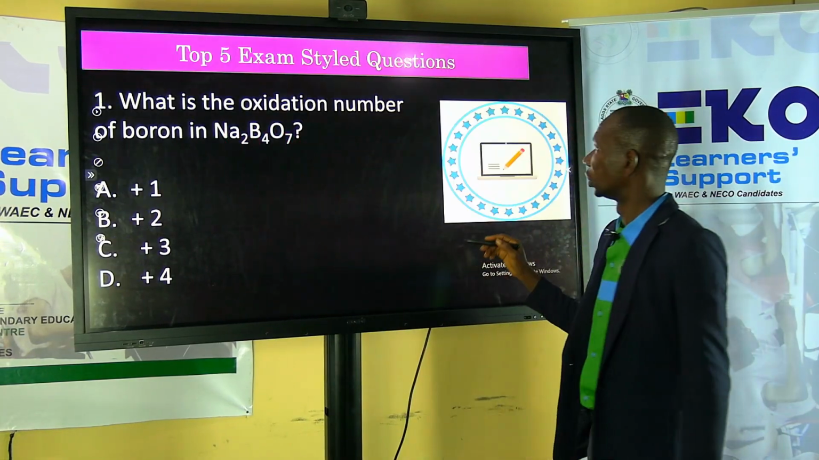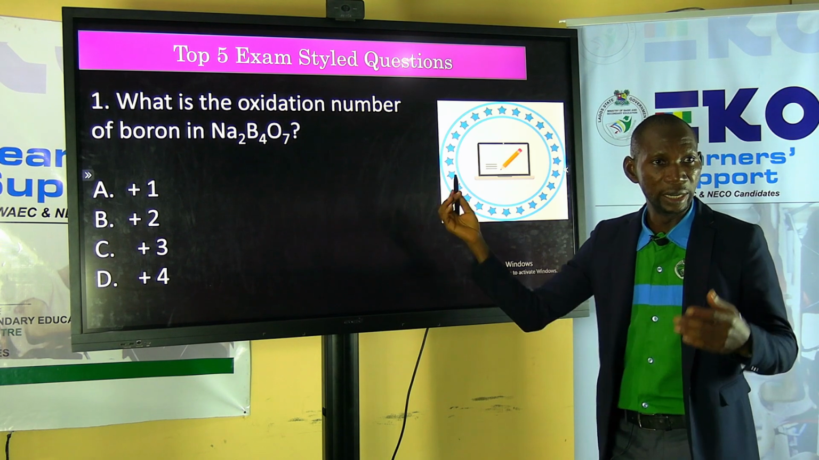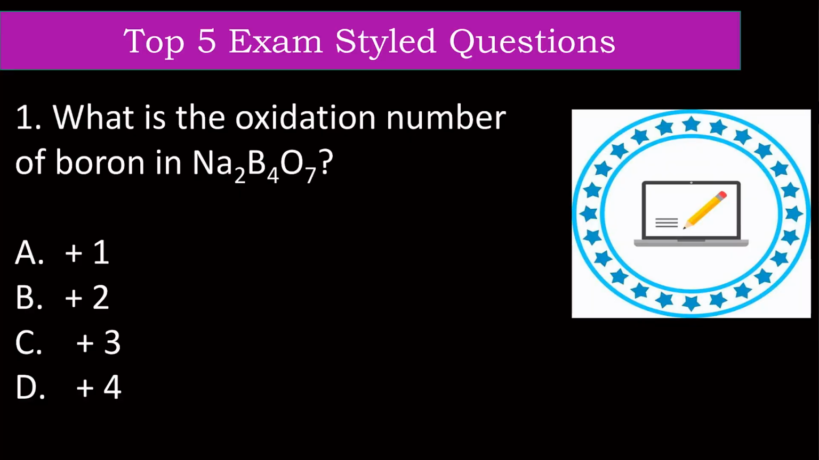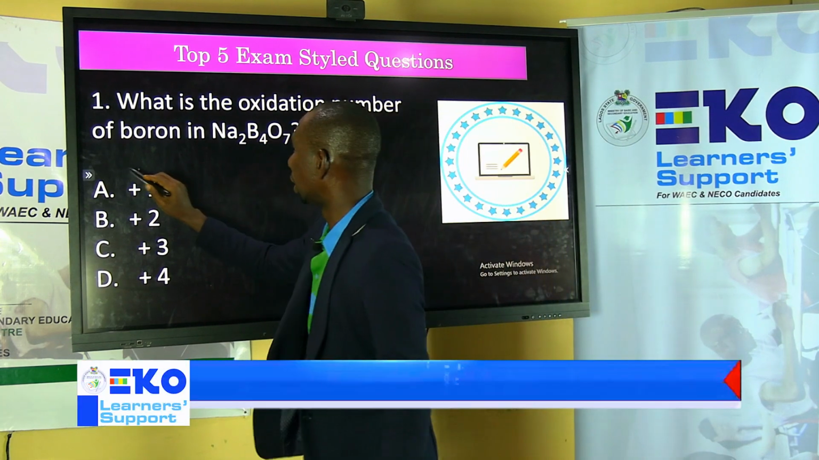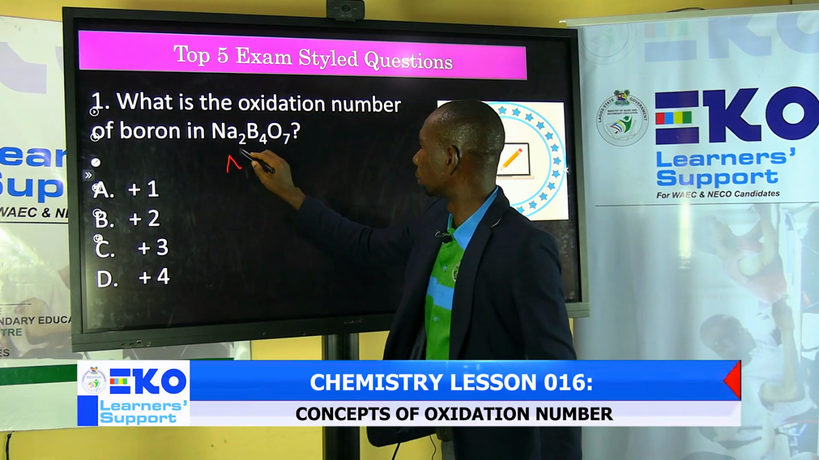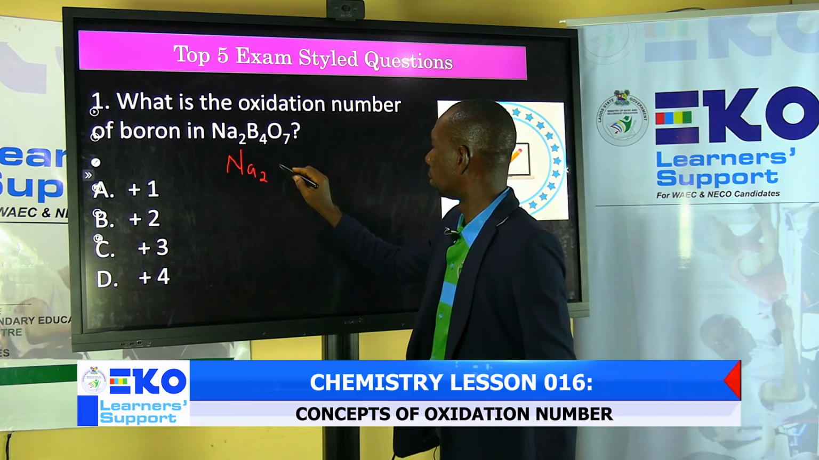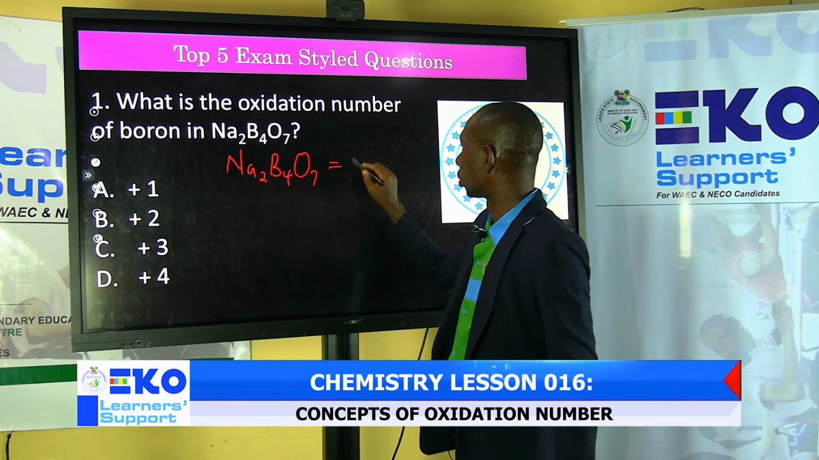So let's move to the top 5 exam-style questions. Okay? What is the oxidation number of boron in this compound? Okay, very simple. Don't forget the rules. So we will still be applying the rules. Okay, so write the compound down, and it will be equal to 0.